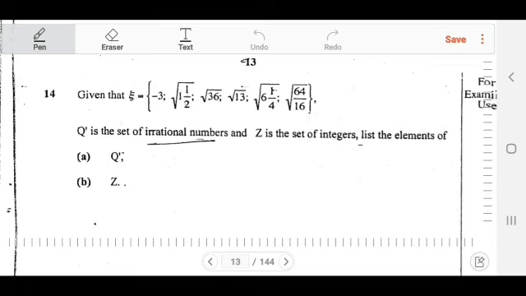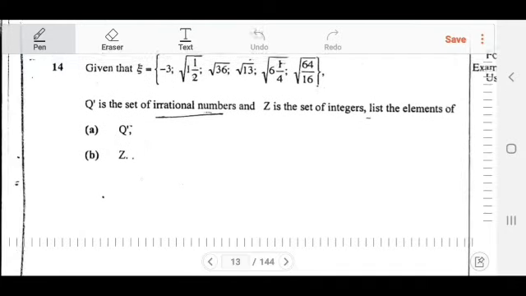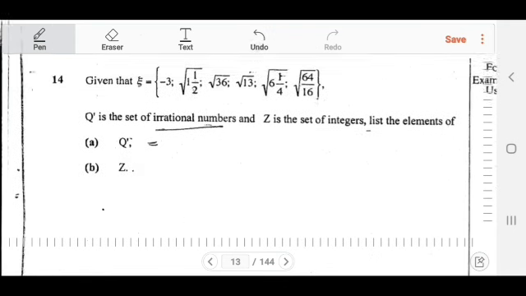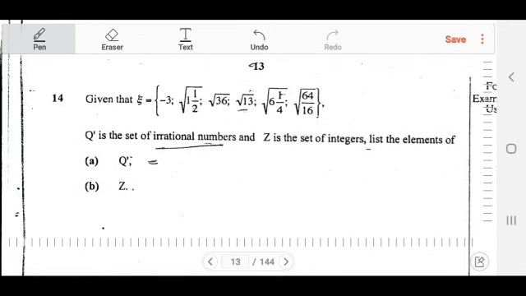Number 14, we are given a universal set here. Then Q prime is a set of irrational numbers, and Z is a set of integers. List the elements of Q prime. So which ones are irrational numbers there? Irrational numbers, we have root of 4. We have this one here. So it's going to be what?